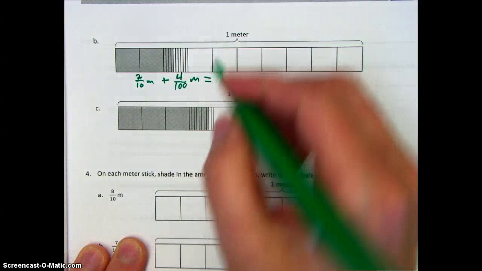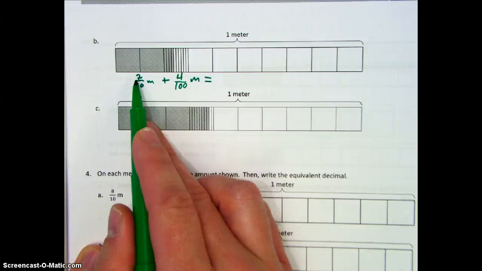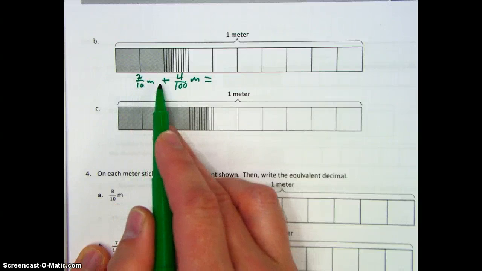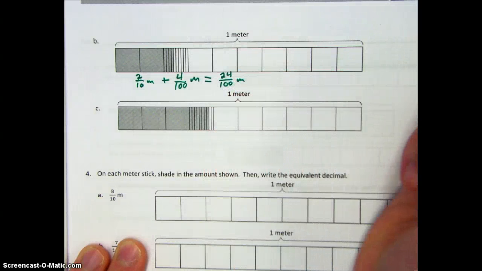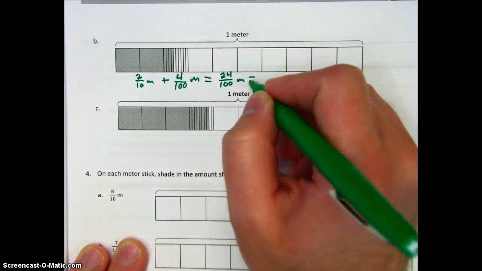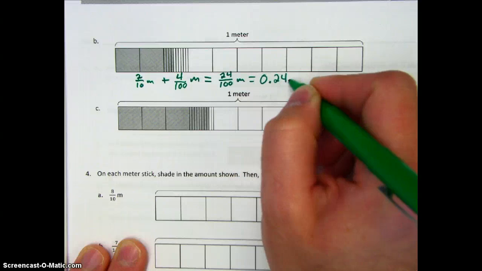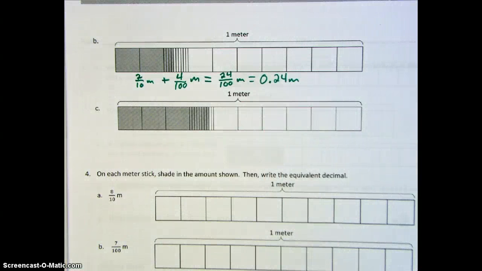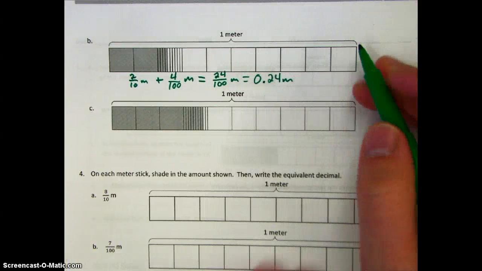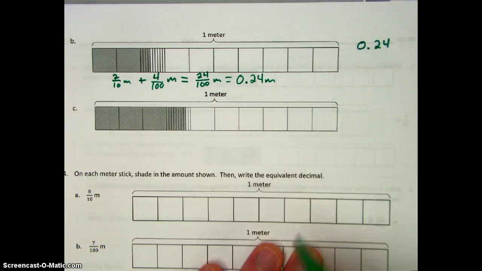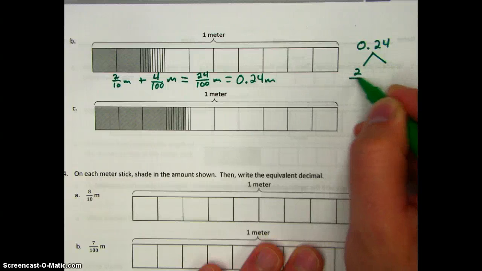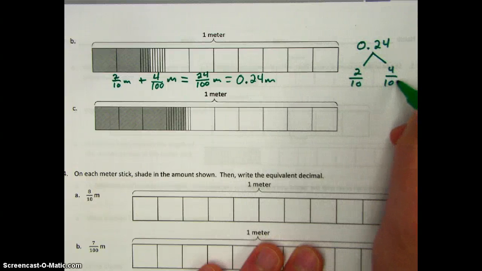Now when we go to add those up, we know that this 2/10 is also 20/100ths plus 4/100ths. So we end up with 24/100ths of a meter. And then switching over to decimal form would look like that. So now coming over here to do this side with our number bond, we're putting our 24/100ths up on the top and demonstrating that as 2/10 and 4/100ths.